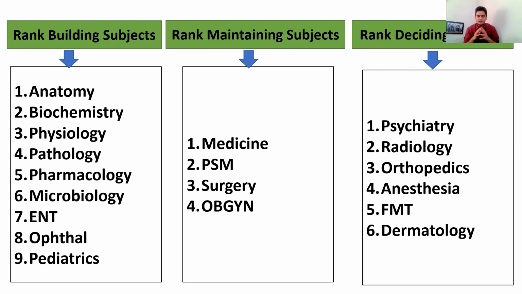Now, what are the rank deciding subjects? If you have a good command on rank building and rank maintaining subjects, you are now in the top 20,000. Rank deciding subjects will decide whether you will end up in the top 5,000 or between 5 to 15,000.